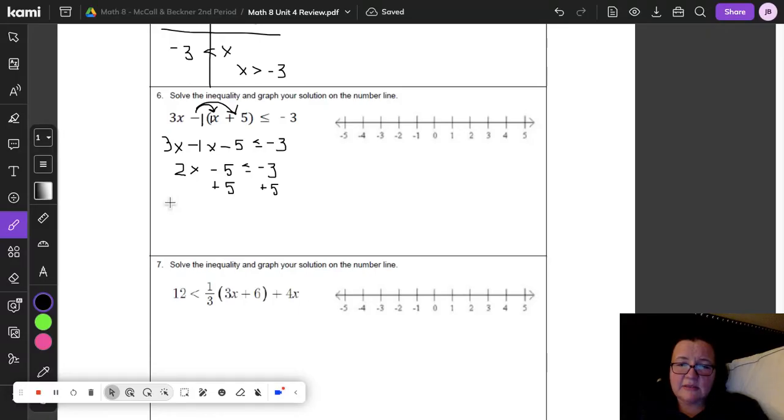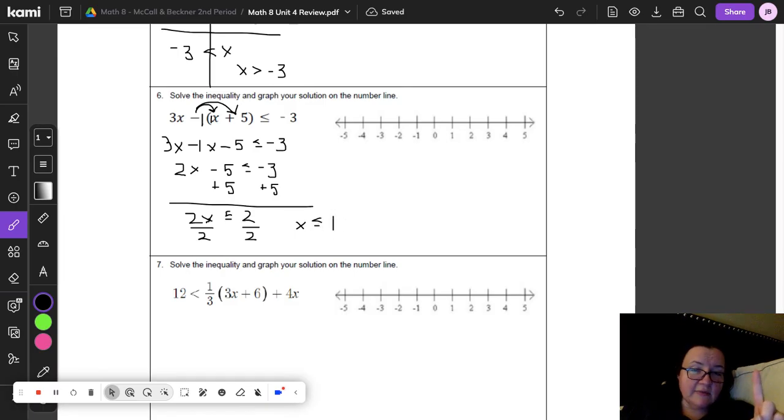Nice. All right, make a line there. We have 2x is less than or equal to negative 3 plus 5, which is 2. All right, last step is we're going to divide by 2. X is less than or equal to 1. Step 1 is done. We have our answer. X is less than or equal to 1.